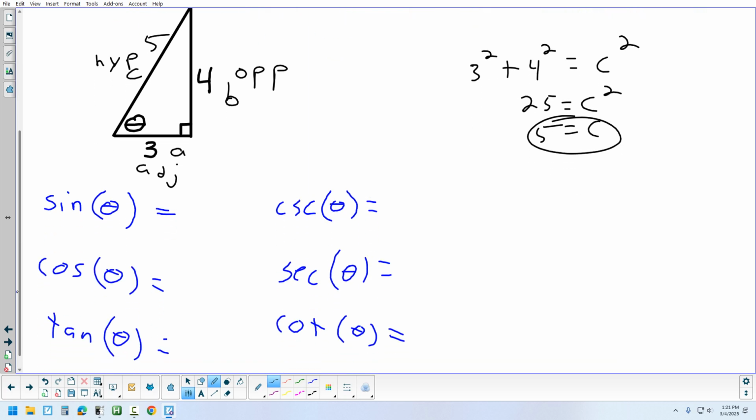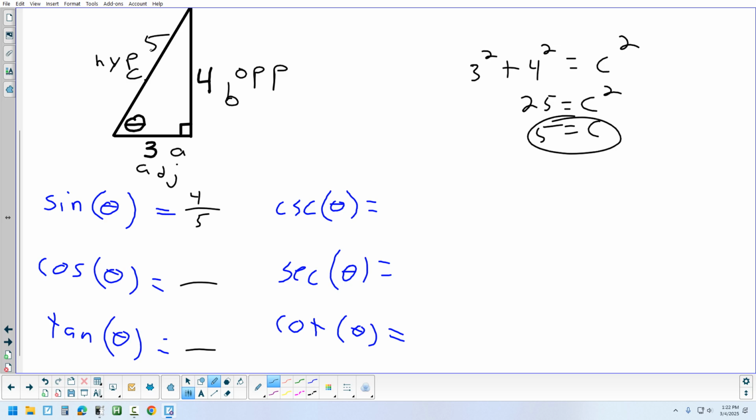Now, let's go through all the trig functions. Start with sine. What's the definition for sine? Opposite over hypotenuse. So in this case, it's 4 over 5. This time we got lucky because the hypotenuse was not a square root. If the hypotenuse comes out to a square root of 7, which we're going to be doing one of those, you can't leave the square root in the bottom. You just multiply by the square root on both sides and get rid of it. We've already fixed that before when we did the unit circle.